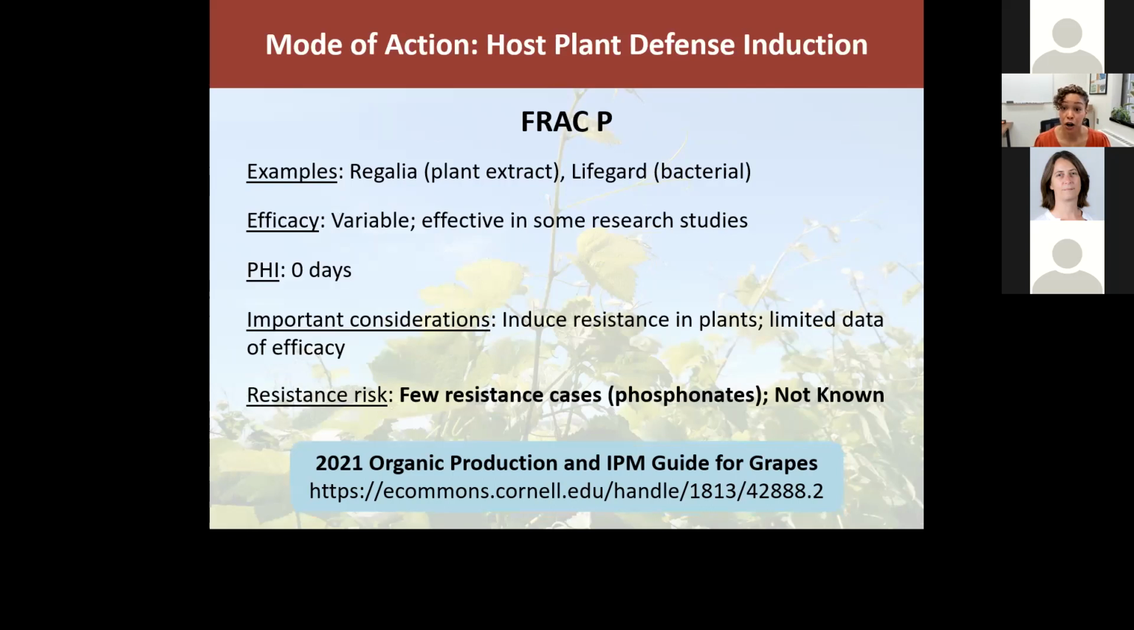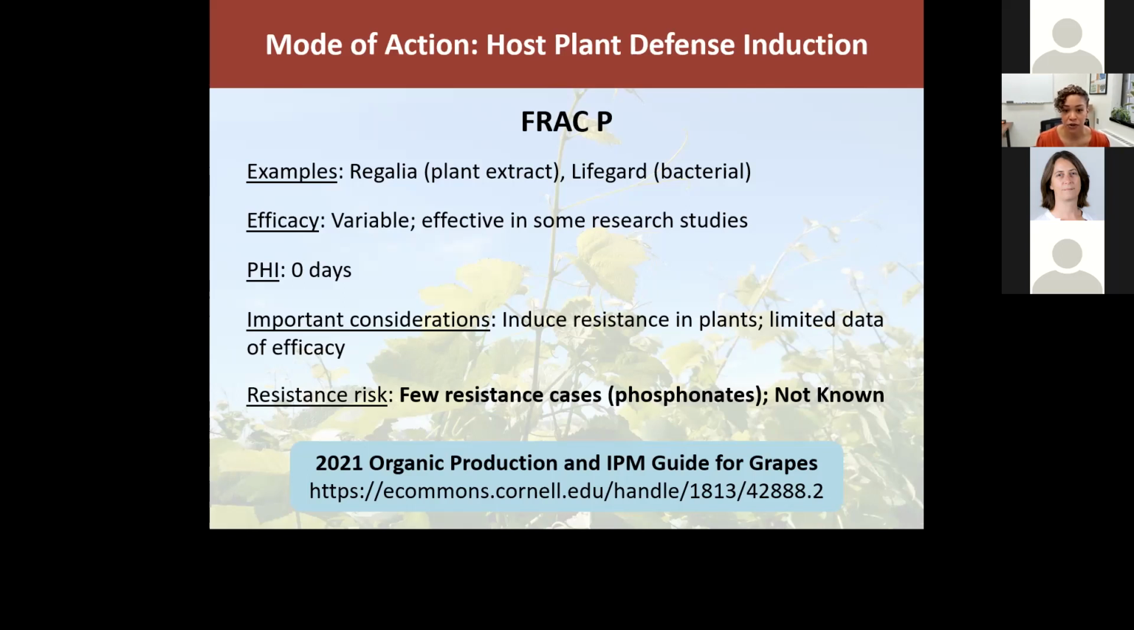FRAC P are host plant defense induction chemistries. And so examples of these are Regalia, which I'm sure is a name we've heard a lot, as well as Lifeguard. And so you can see they both have different active ingredients, but what they do essentially is that when applied, they induce some type of systemic acquired resistance in the plant. Unfortunately, there is limited data on their efficacy. You can find some of that as well in the same organic production guide for grapes. But again, they've got that caveat or benefit, I should say, of having that very short to 0 PHI.